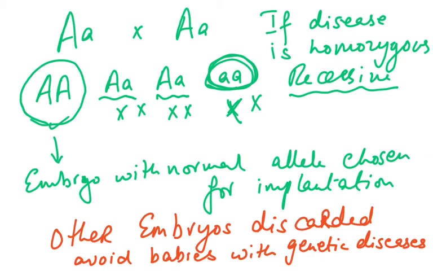So the people who are homozygous dominant do not have the disease and will not pass on the disease to their children. So the embryo with the normal allele is chosen, and then we are going to implant it into the uterus. Other embryos will be discarded.